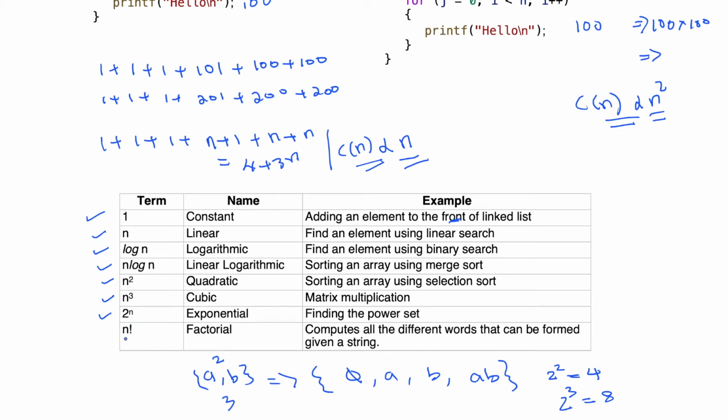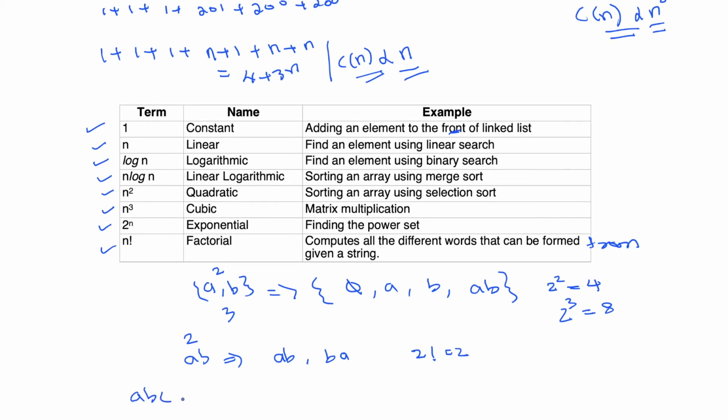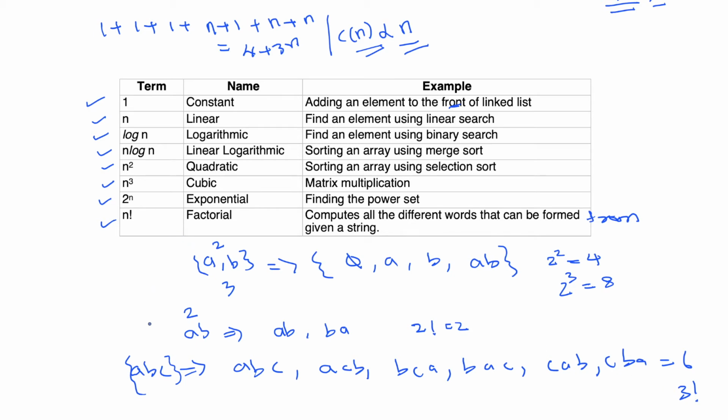Next one is the factorial time complexity, or n factorial. An example for such an algorithm is computing all different words that can be formed from a given string. If you have a word AB, it can have permutations like AB, then BA. You have the input as 2, so there are 2 factorial equal to 2 different outputs. Similarly, if you have 3 different values ABC, then the different permutations of this string will be ABC, ACB, BCA, BAC, CAB and CBA. So in total, you have 6 different possibilities. This 6 is a result of 3 factorial. That is an example for an algorithm which computes its output in factorial time.